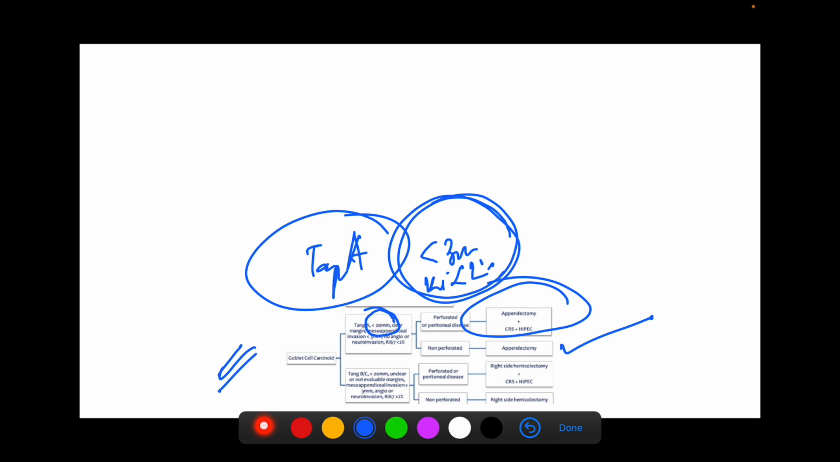But if this goes to more than 2 centimeter, margin is dubious or positive, mesoappendiceal invasion more than 3 millimeter, angio or neuroinvasion is present, Ki67 is more than 2%, or Tang B or C group, right? So here the criteria are more or less like neuroendocrine tumor, along with Tang A, B and C. Tang B and C are basically carcinomas arising out of carcinoid, right? So here if there is no perforation, go for right hemicolectomy. If there is perforation, right hemicolectomy along with HIPEC, right?